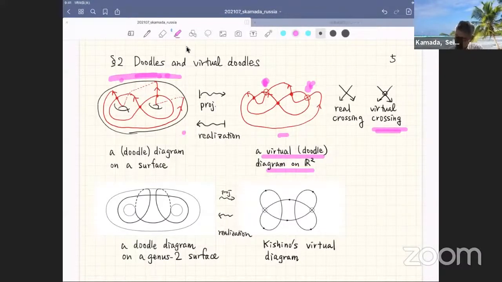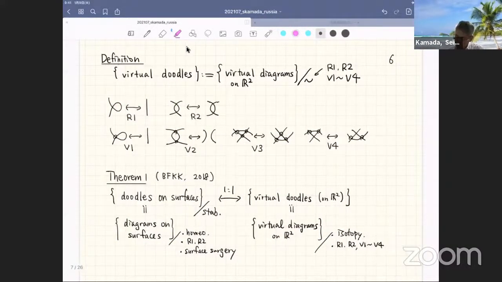Conversely, if we have a doodle diagram on a surface and take a projection, then we have a virtual doodle diagram on R2. And if we have a virtual doodle diagram on R2, then there is a, not unique, but there is a doodle diagram on a surface. That is a realization. And a virtual doodle is defined as an equivalence class of virtual doodle diagrams by these moves.